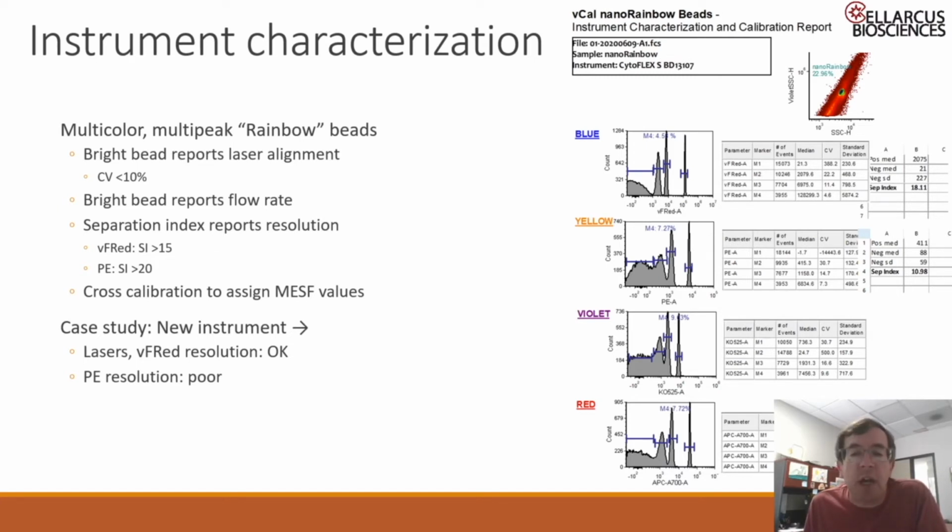The bright bead is also calibrated in terms of its concentration, so it serves as a counting bead for purposes of calibrating your sample flow rates. The performance on the individual fluorescence channels is evaluated by a separation index between the blank bead and the dim bead. And so for our membrane stain VF red, we've established a quality threshold of a separation index of at least 15. And for immunofluorescence, one can do a similar thing.